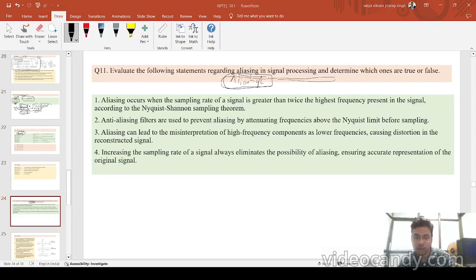Please solve this 11th question. Ritika. Okay, welcome Ritika. Please solve this question.